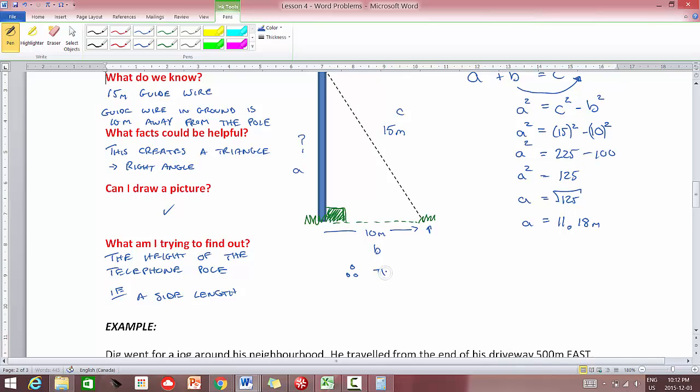Therefore, the height of the telephone pole is 11.18 meters. Okay?